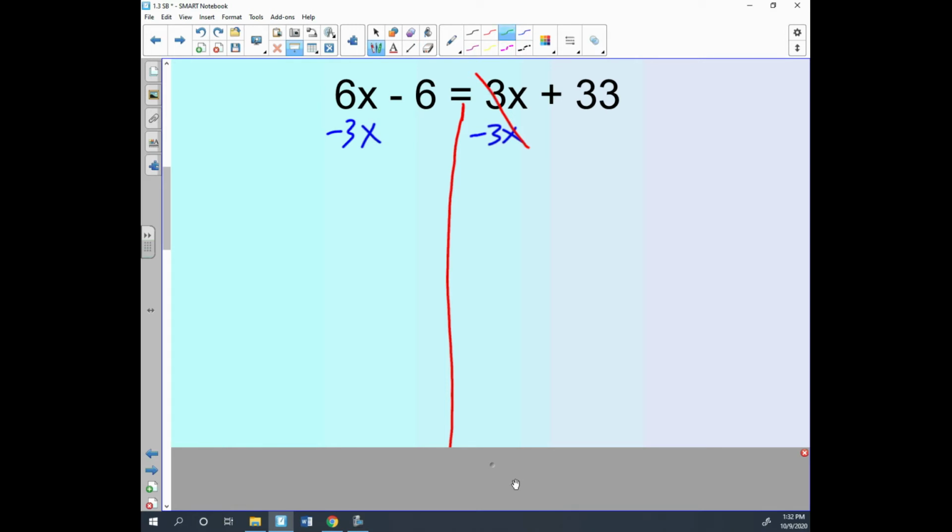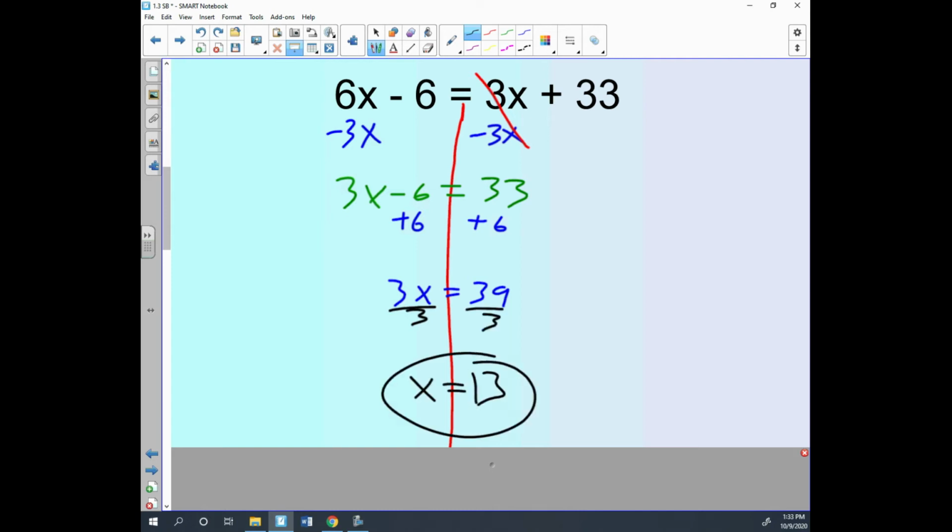So anyways, that's going to combine and give me 3x minus 6 equals 33. Okay. And now it's just like any old two-step equation. We're going to add or subtract first. This gives me 3x equals 39. And what do we got? Divided by 3. And you get x equals 13. Sweet. Not too bad, right?